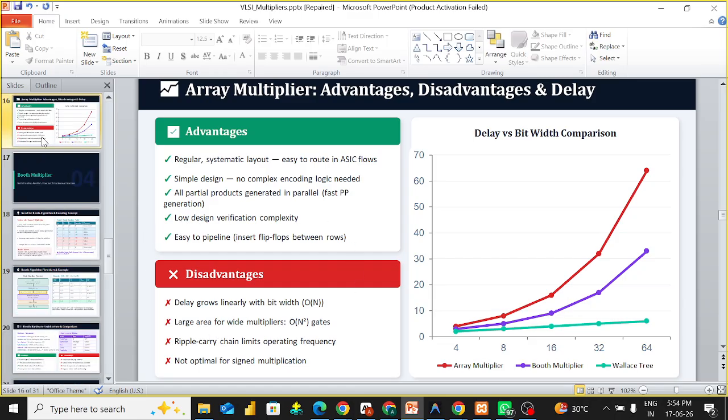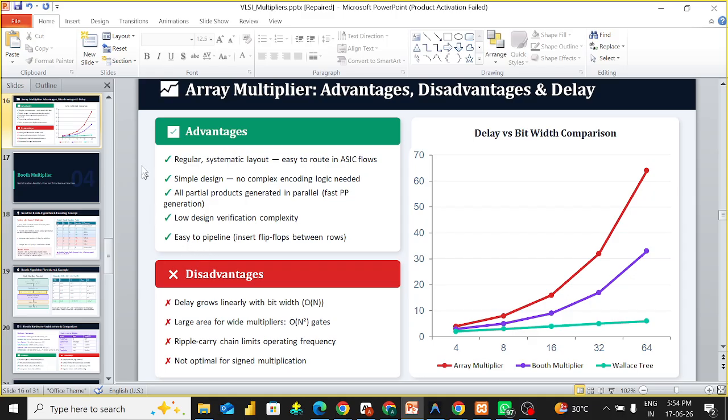So these are some advantages and disadvantages of array multipliers. So what are the advantages? Regular symmetric layout, easy to route in ASIC flows, simple design, no complex encoding logic needed, all partial products generated in parallel, meaning fast generation, low design verification complexity, easy to pipeline. Okay, these are some advantages.